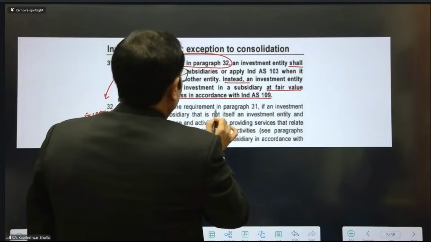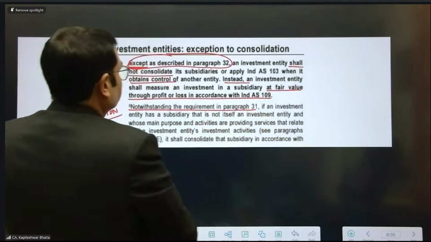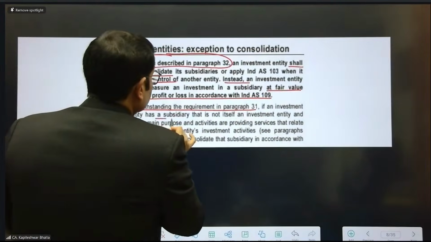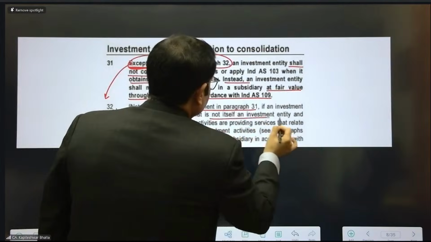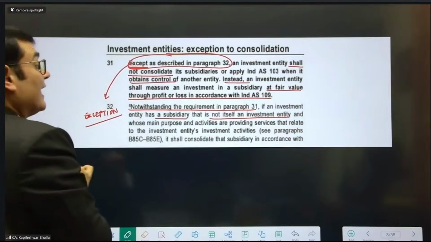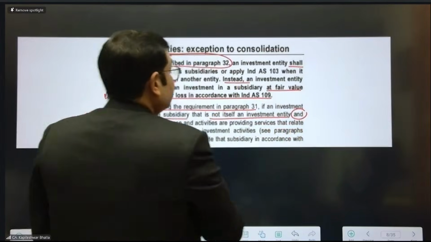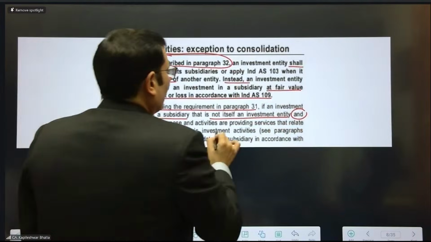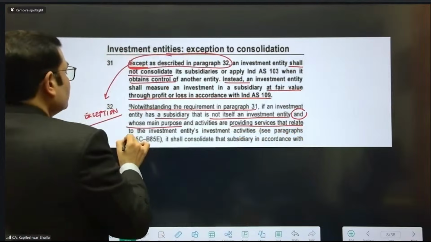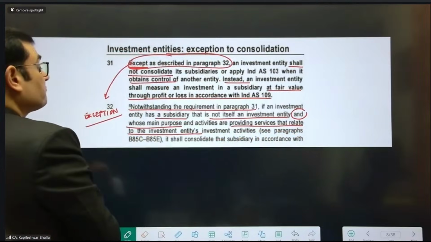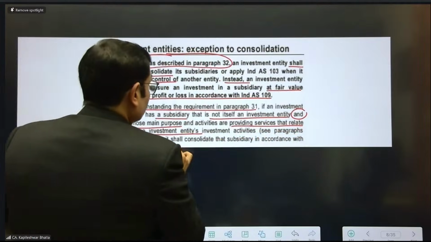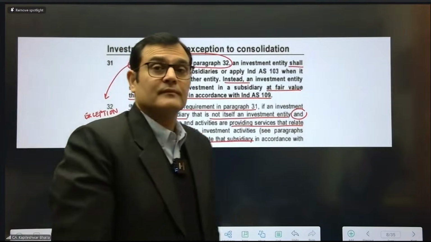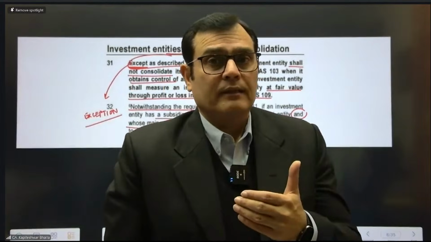Notwithstanding the requirements in para number 31, I'm giving you an exception in 31. If an investment entity has a subsidiary that is not itself an investment entity, and whose main purpose and activities are providing services that relate to the investment entity's activities, it shall consolidate that subsidiary in accordance with the standard. Wow. Now he's going a little beyond.